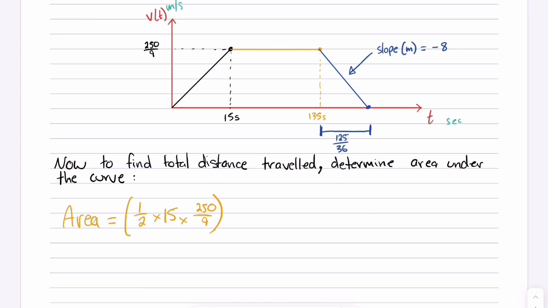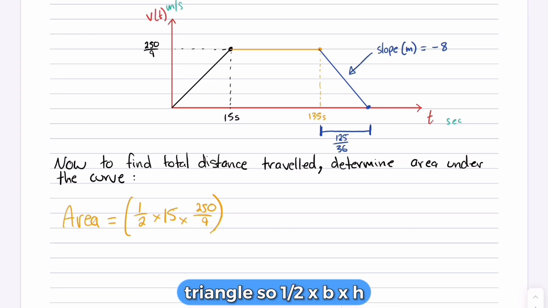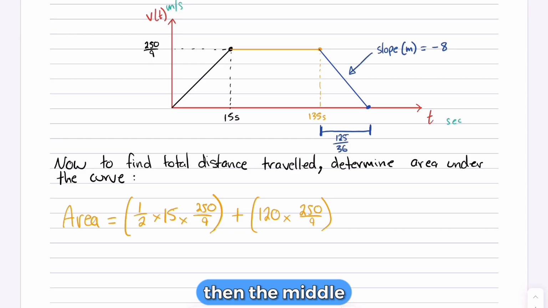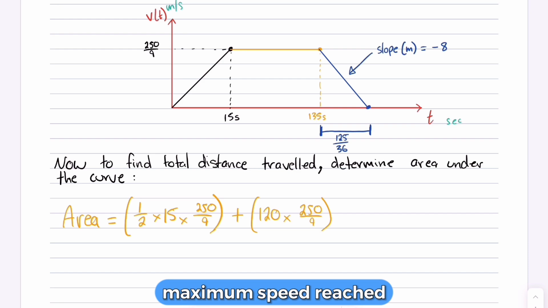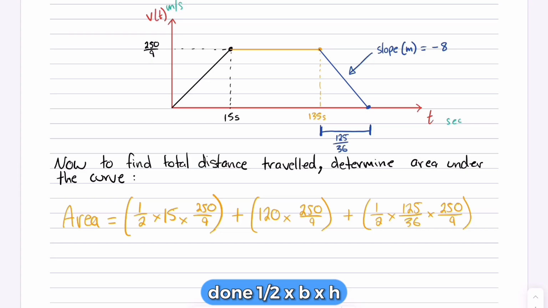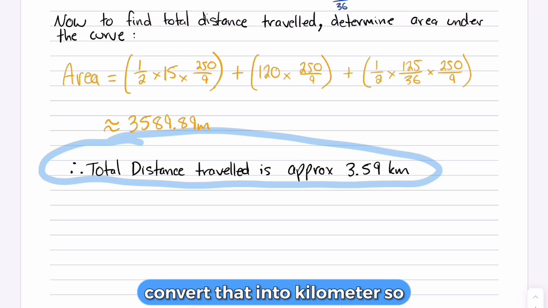So what I'm going to do here is, because I've kind of got three shapes, right? I've got two triangles and a rectangle. I'm just going to find the area of each of these shapes, starting with the first triangle. So half times base times height is just half times 15 times 250 over 9. Then the middle shape is just a rectangle. It's got a length of 120. It's got, I guess, a width, you could think of it as, of 250 over 9, which is just the maximum speed reached. And then the last shape is also another triangle. So I've done half times base times height. And overall, plugging that into a calculator, I get 3589.89 meters, which if I wanted to, I could convert into kilometers.